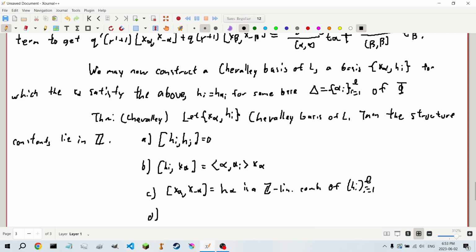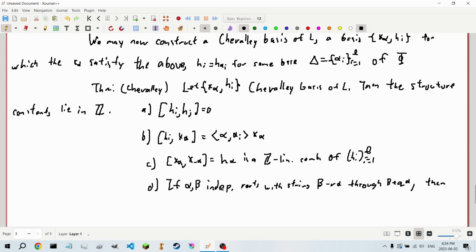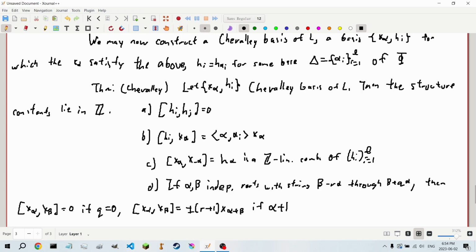And part D is that if alpha and beta are independent roots, with string of beta minus r alpha through beta plus q alpha, then the Lie bracket of x alpha and x beta is 0 if q is 0, so if beta plus alpha is not a root, and the Lie bracket of x alpha and x beta is plus or minus r plus 1 times x alpha plus beta if, on the other hand, q is at least 1, which gives us that alpha plus beta is a root.